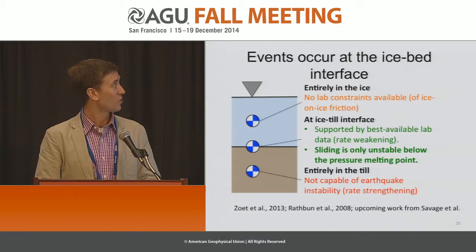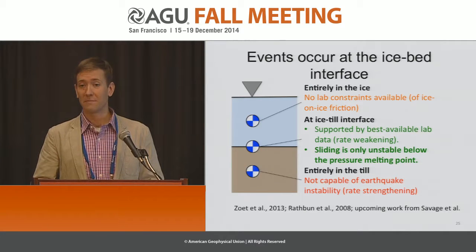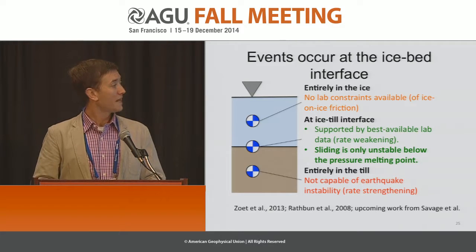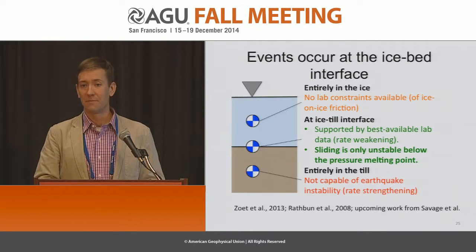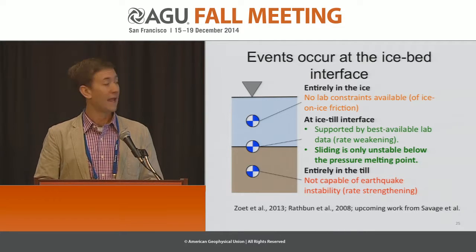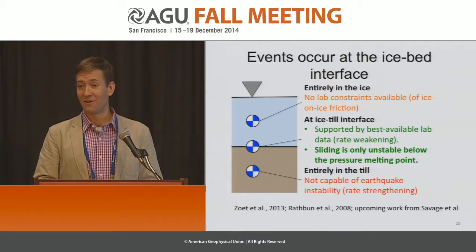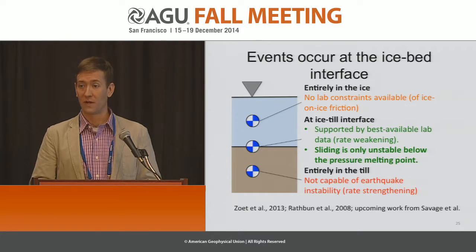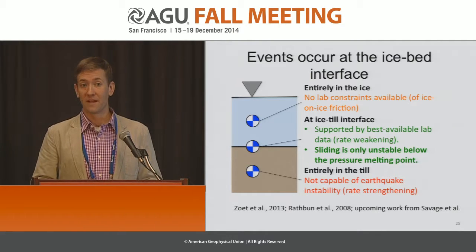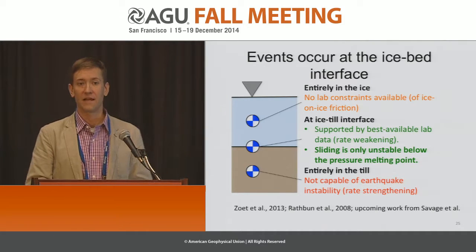So for example, if we want to ask the question, are the ice quakes happening entirely in the ice, or are they happening entirely in the till? Well, I have never seen a laboratory study that reproduces the appropriate type of friction in till only. And I've never seen a study about ice sliding against ice that derives the type of parameters we need to parameterize our earthquake physics model. So other things are certainly possible, but going from the best available laboratory information, I am constrained to say that the events have to happen at the ice-till interface.